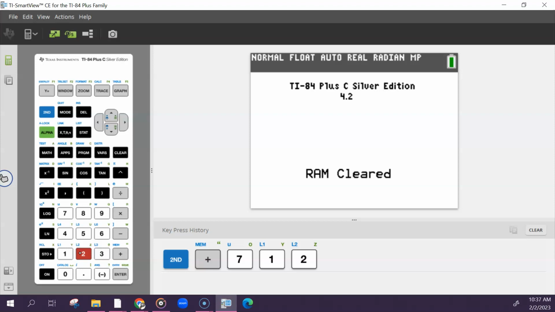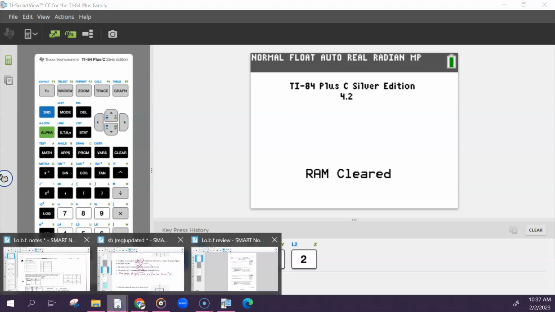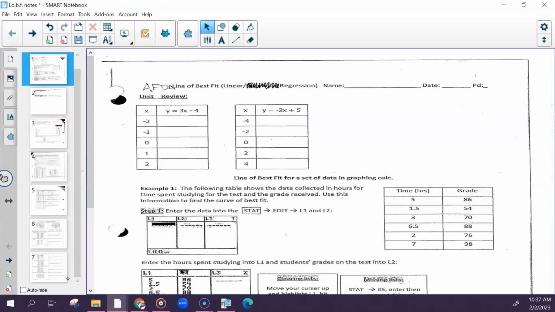Remember that the steps I'm about to show you are on your pink sheet, so you can be following along in that, as well as in your notes. So be following along there as well. Before we actually talk about what this unit is, let's do this unit 3 review.